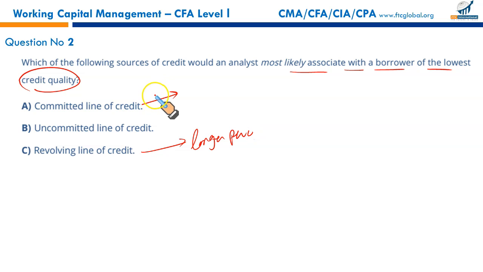So it means committed line of credit is like an overdraft with a certain ceiling, like maybe $3 million. This is the overdraft limit. This is called overdraft outside the US; in the US, it's called committed line of credit. And revolving line of credit is like committed line of credit, but it is for a longer period that can be rolled over to many years into the future. So committed line of credit is a good quality source of finance. Revolving line of credit is good as well.